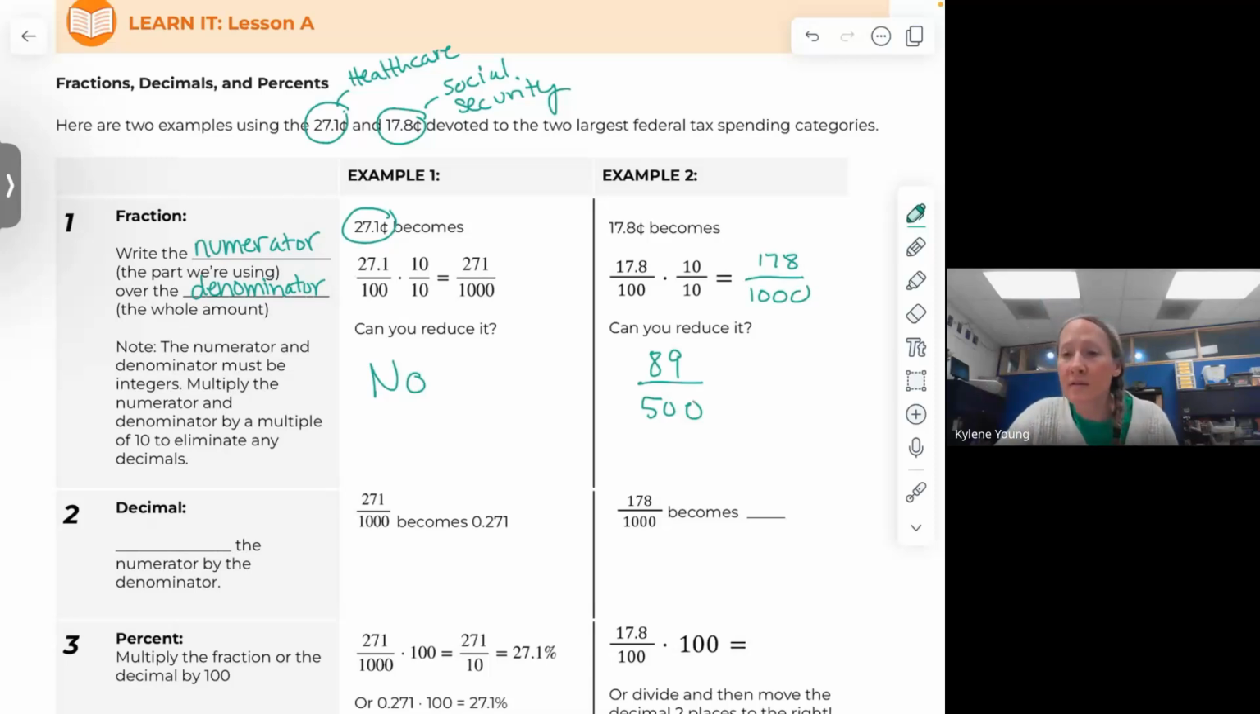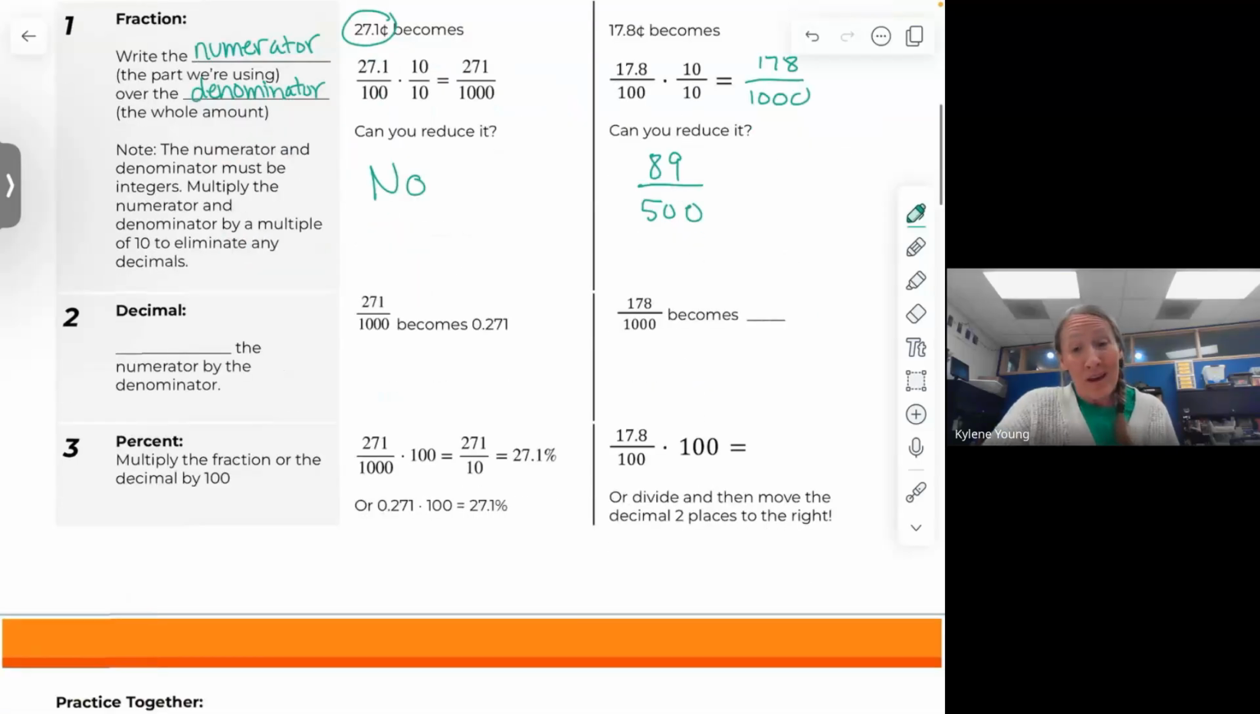Okay, so that's the first piece, just making sure that your fraction has integers in the numerator and the denominator without decimals. Okay, so then converting a fraction to a decimal. This is honestly the most simple thing you're going to learn all year long. You've already learned this. I know you have, but let's just reinforce that. So all we need to do is divide the numerator by the denominator. It's because a fraction bar is the same as a division. We're just saying this is a division problem. So when you put 271 over 1,000 in your calculator, you get your decimal.